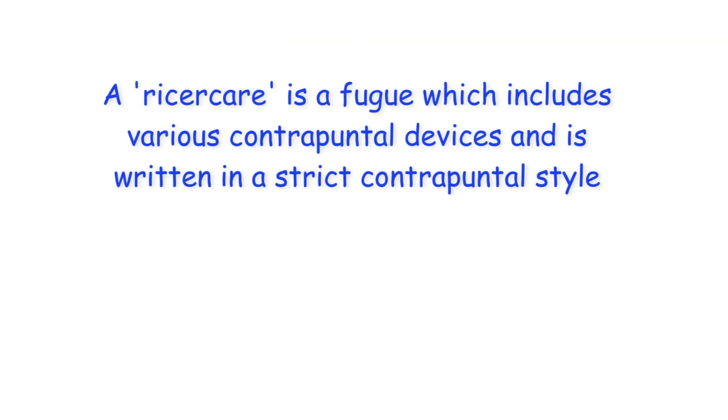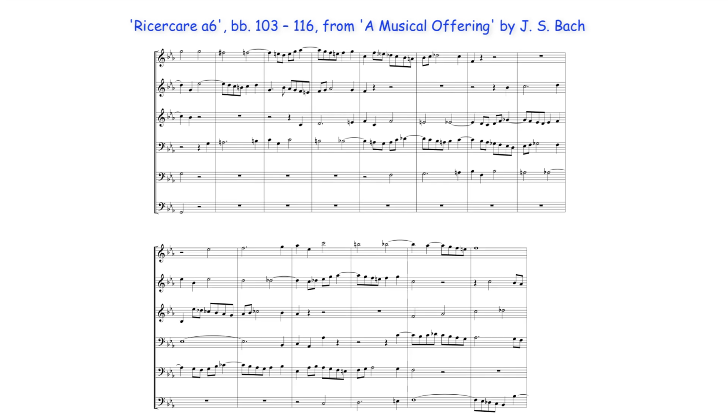A ricercar is a fugue which includes various contrapuntal devices and is written in a strict contrapuntal style. Among the contrapuntal devices used in the ricercar R6 from J.S. Bach's A Musical Offering, for example, is this section where 4 of the ricercar's 6 parts enter canonically, with the remaining 2 parts containing partial entries.